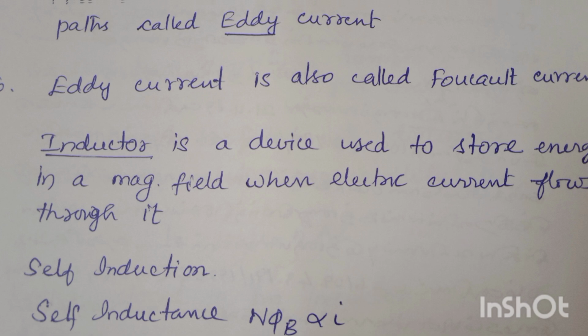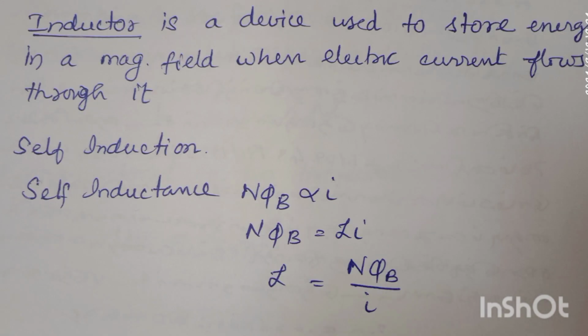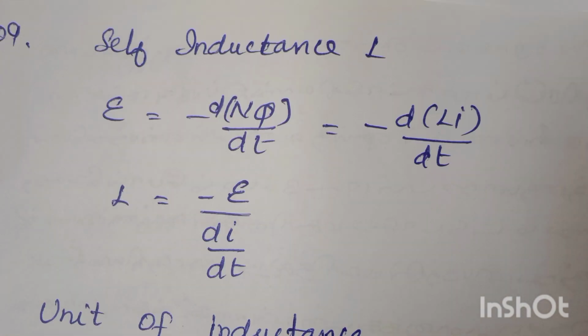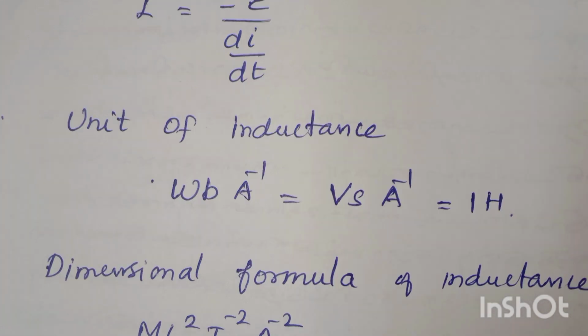Self-induction. Self-inductance: N phi B is proportional to I. N phi B is equal to L into I. So L is equal to N phi B by I. L is the self-inductance of the coil. E is equal to minus d N phi by dt, which is equal to minus L di by dt. L is equal to minus E by di by dt. Unit of inductance Weber per ampere, volt second per ampere, 1 Henry.